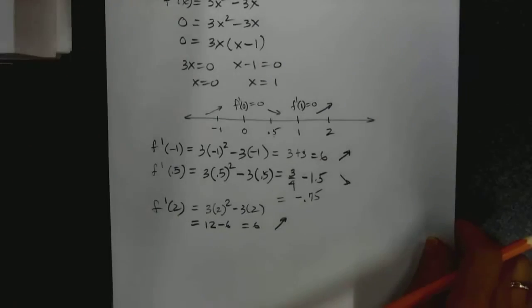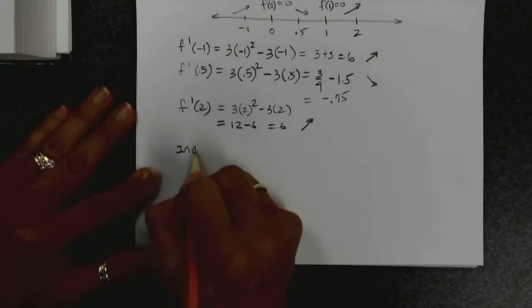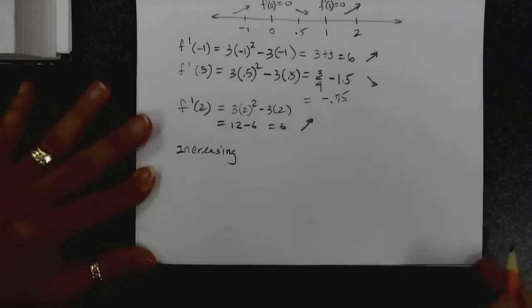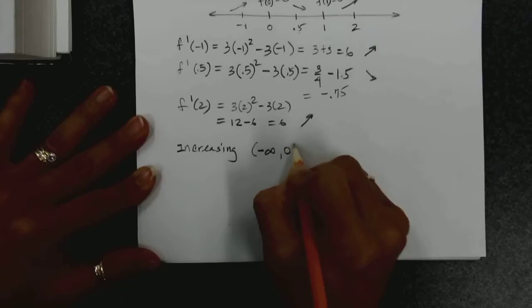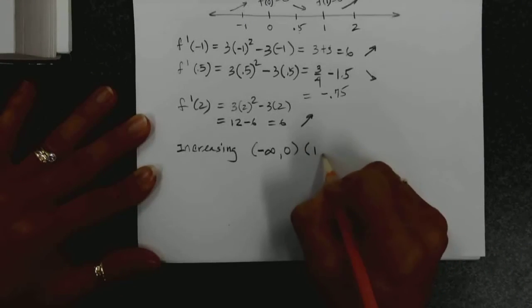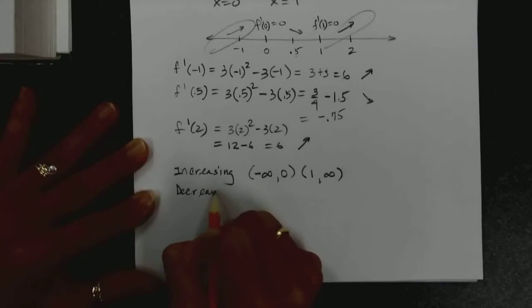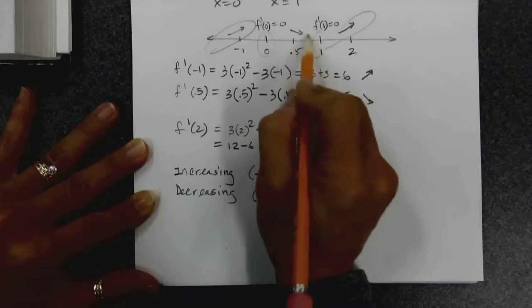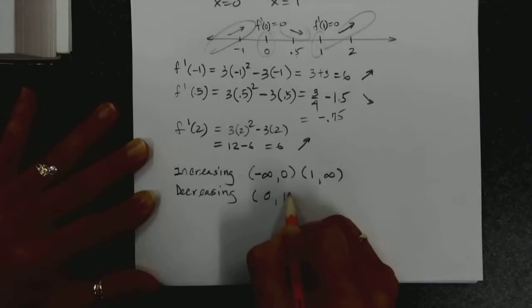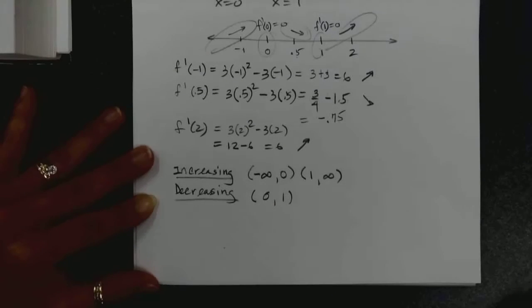So the function is increasing in the interval from negative infinity to 0, and also from 1 to positive infinity. Here and here, that's increasing. And it is decreasing in the interval from right here, from 0 to 1. These are my intervals for which the function is increasing and decreasing. Okay?